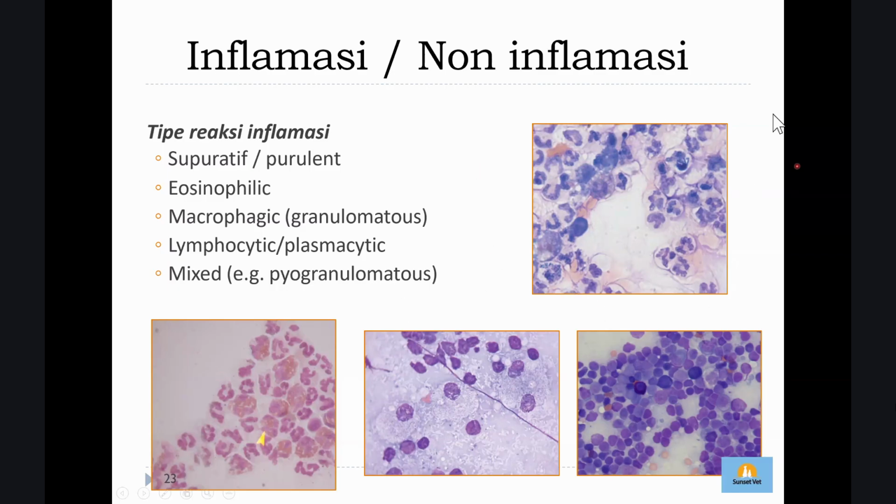And for this one, you can see it is all neutrophils. I don't see any macrophages. It's more to the neutrophil, so I can call this one suppurative or purulent. And then the right one below here, it's more to the lymphocyte. So I'm gonna call this lymphocytic inflammation.